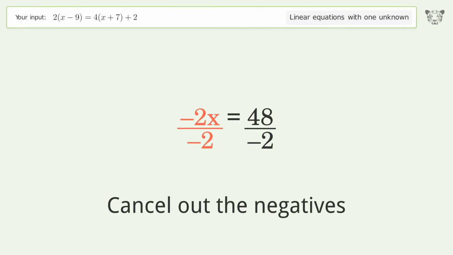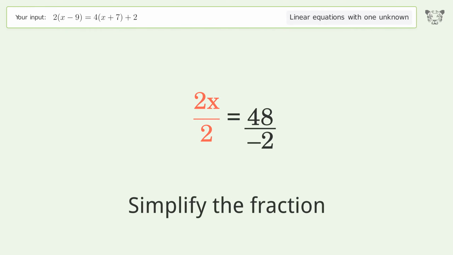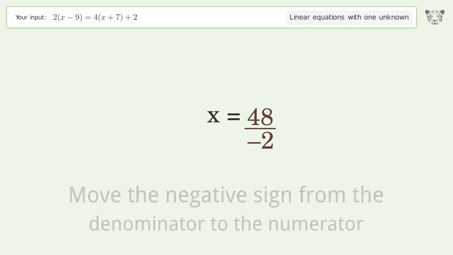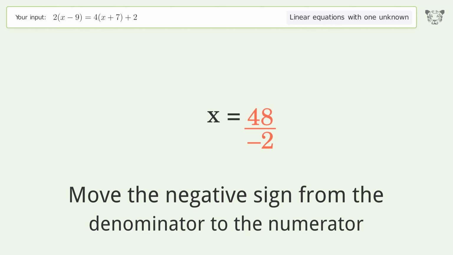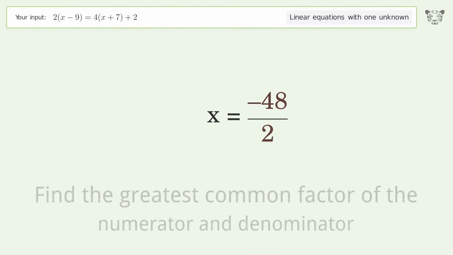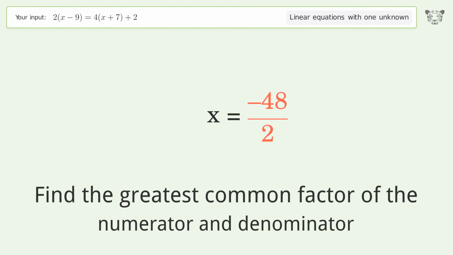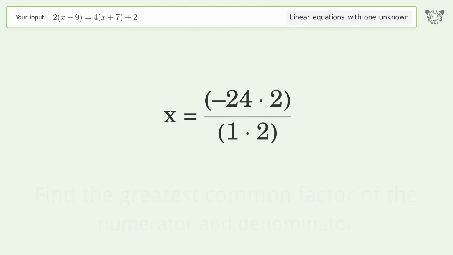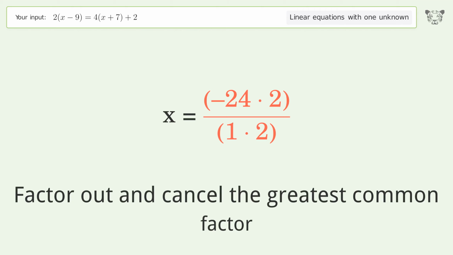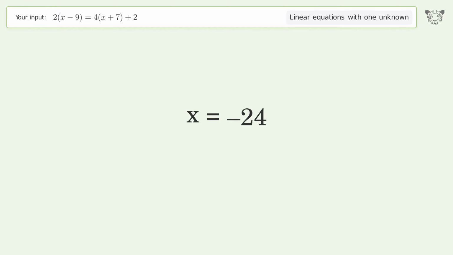Cancel out the negatives. Simplify the fraction. Move the negative sign from the denominator to the numerator. Find the greatest common factor of the numerator and denominator. Factor out and cancel the greatest common factor. And so the final result is x equals -24.